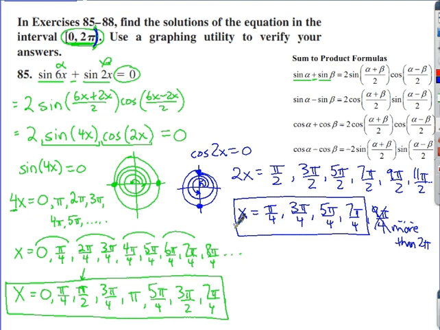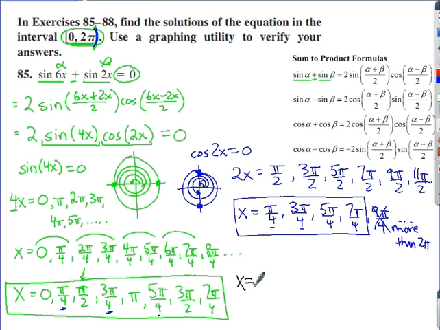In fact, how many unique solutions are there? Because we should probably check that, because here's a pi over 4, and here's also a pi over 4, so we've counted that one twice. And here's a 3 pi over 4, and here's a 3 pi over 4, and here's a 5 pi over 4, 5 pi over 4, 7 pi over 4, 7 pi over 4.